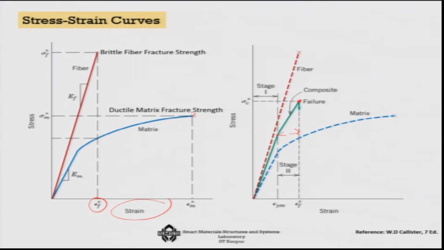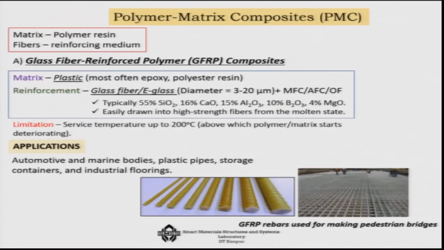Generally, when the fibers fail in the composite, we consider that to be the failure point. So, a composite will have two stages: stage 1, the elastic stage, and stage 2, where the plastic region comes into the picture. So, that is the composite's stress strain behavior.